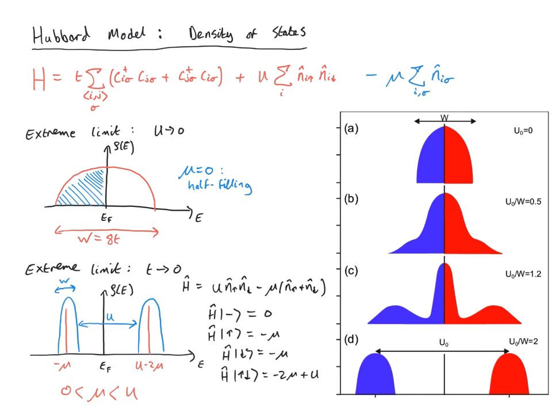We have a single band which is partially filled. As we jack up the interaction strength, we see things start to change a little bit, but we still have a partially filled single band, which is still metallic. In the extreme limits of large U, we have two separated bands. The bands are separated by the interaction strength. But the interesting thing, of course, is this intermediate regime, where we do see some features of both limiting scenarios.